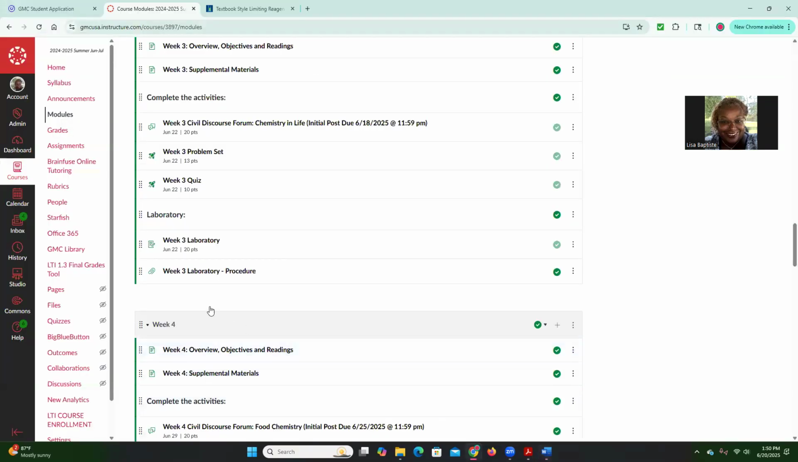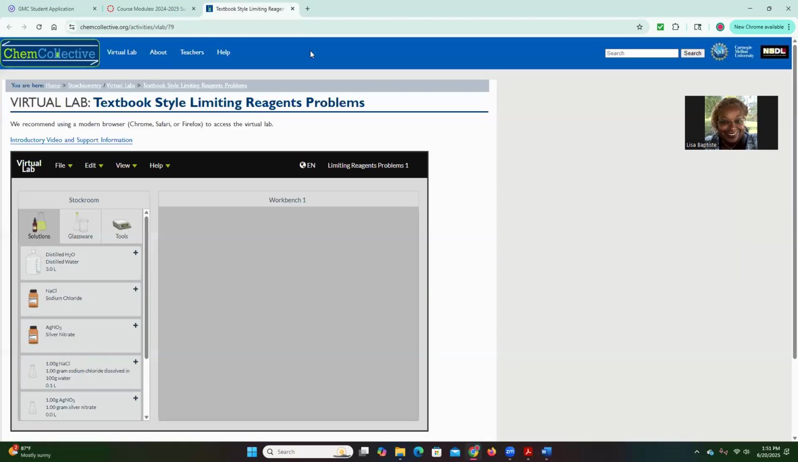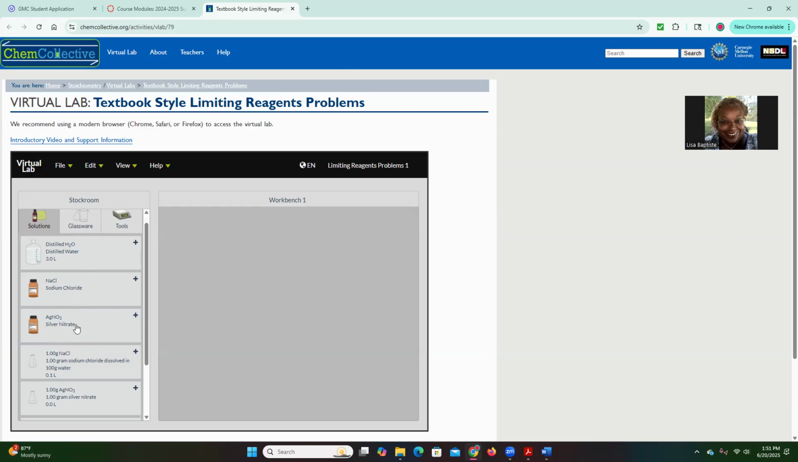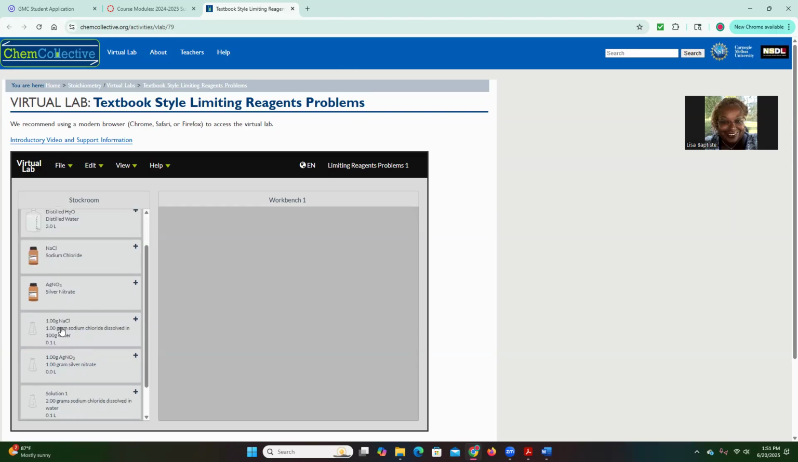All right, so first of all, in your modules under week 3, the procedure is listed here underneath laboratory. The week 3 laboratory is where you're going to put your lab report. That's your Dropbox. But this is what's going to come up when you click on that link. And so you see here in the stock room, under solutions, you have your water, your sodium chloride, and your silver nitrate. And then down here, you have your 1.0 gram sodium chloride.